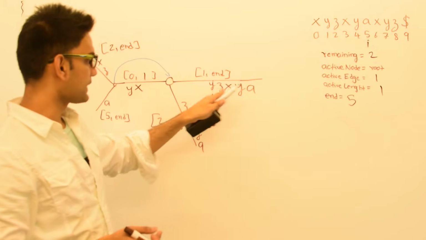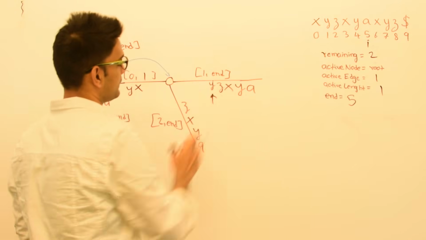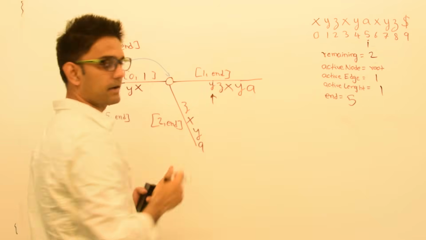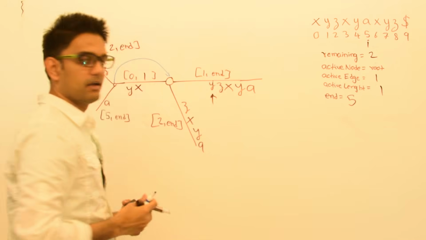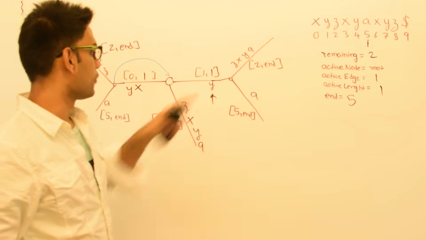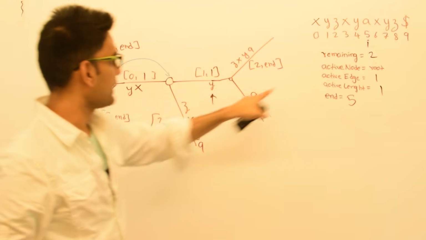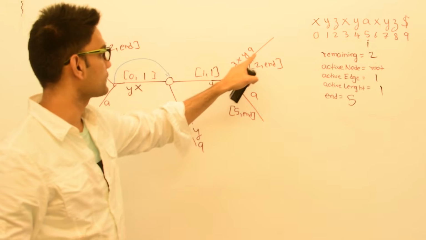Is the next character from here a? The next character from here is not a, it's z. So what we're going to do is create an internal node here and create a new leaf edge with a and the other one with z, x, y, a. Let me do that quickly. Here I created a new internal node, and now this has two edges. One goes towards a to represent this suffix, and the other one goes in direction of z, x, y, a to represent this suffix.